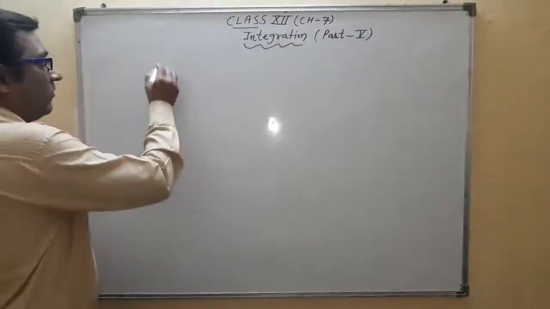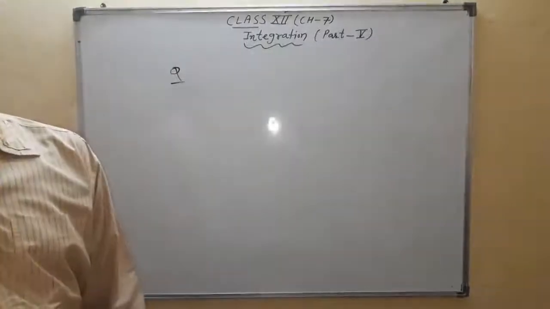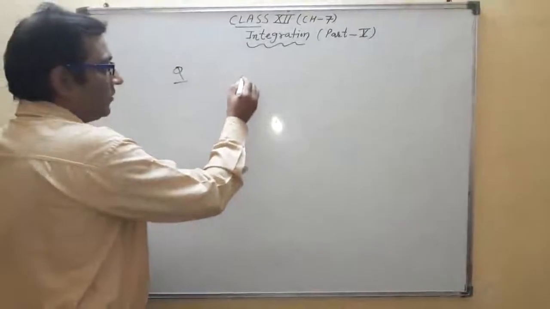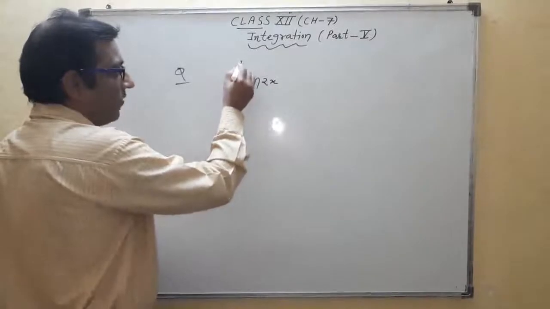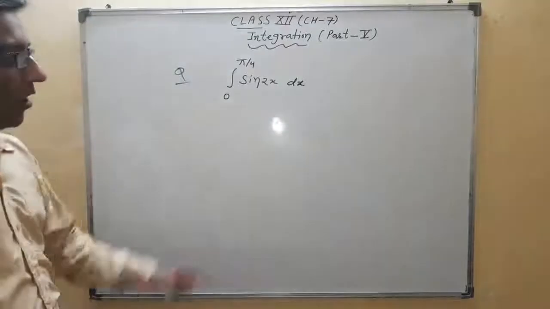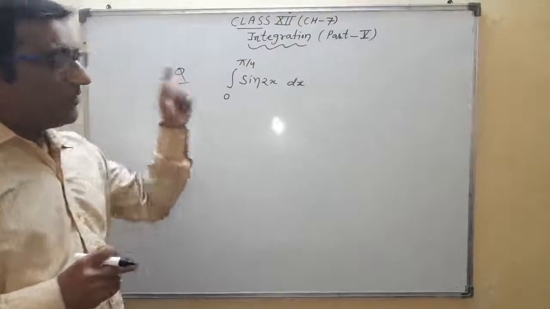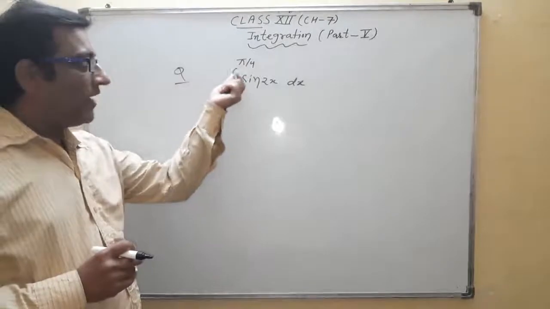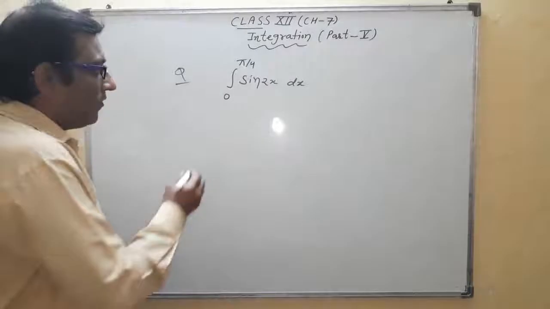First I will take one simple question related with integration: how do we solve the integral of sin 2x when the lower limit is 0 and the upper limit is pi by 4? This is the question. It is related with definite integration, where 0 is the lower limit and pi by 4 is the upper limit, and the function is sin 2x. So how do we solve it?